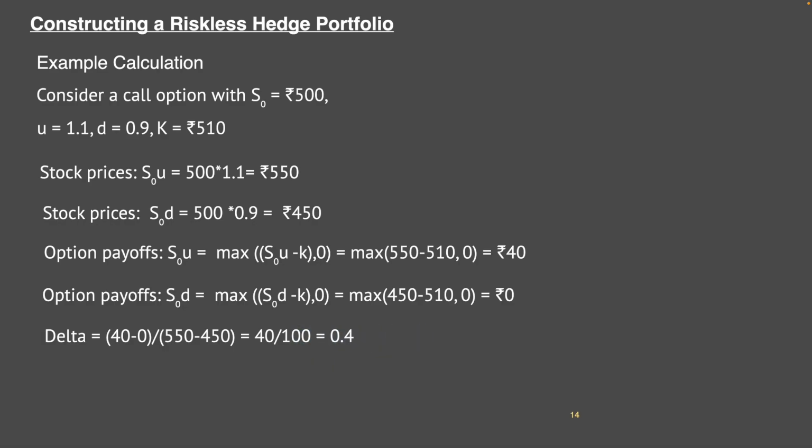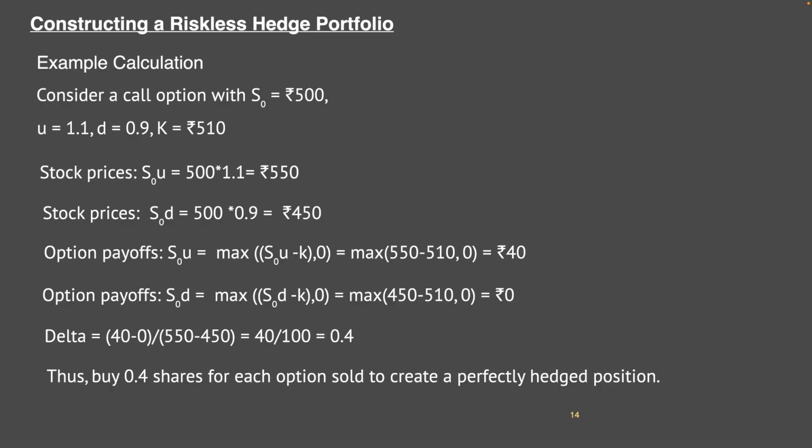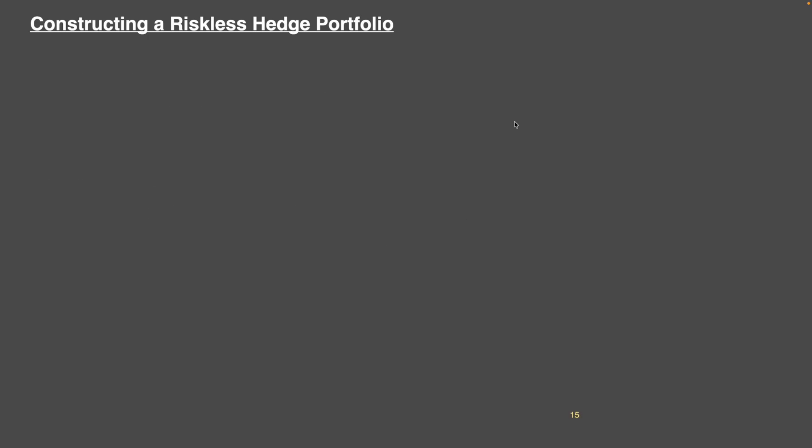So what will be the delta? In order to hedge, what will be the delta? Delta is the change in the option price divided by the change in the price of the underlying. The option price F changed from 40 to 0, so 40 minus 0, divided by the change in the price of the underlying, which changed from 550 to 450. So delta is 0.4. Thus you have to buy 0.4 shares for each option that you are going to sell to create a perfectly hedged position.